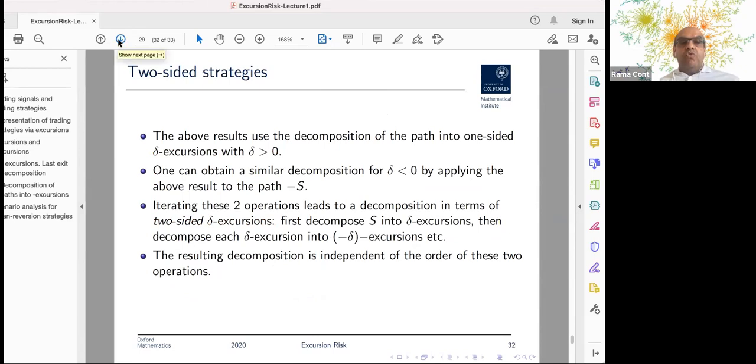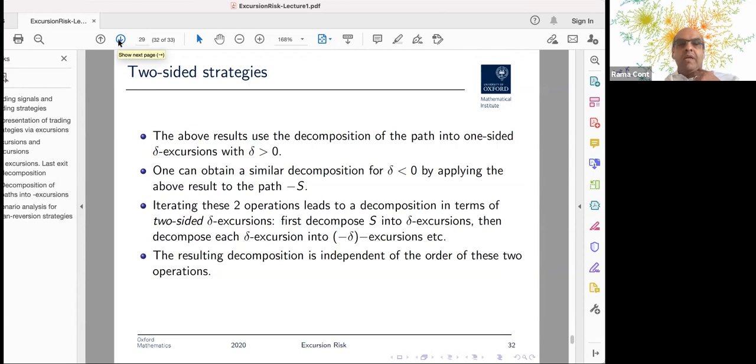So just to finish, I showed you these formulas for the one-sided strategy, where you short when the signal reaches delta and then you unwind when it reaches zero. Obviously, you can do the same for the downside by changing the signs. The decomposition I showed you is the decomposition of the path into one-sided delta excursions. So you can obtain a similar decomposition for delta smaller than zero. You just apply the above result to the path minus S.